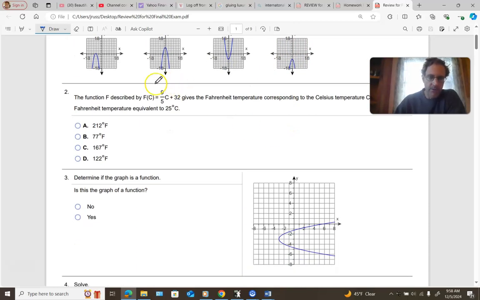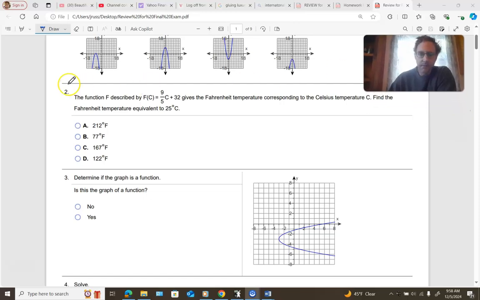Alright, number 2, it says this function f, f of c, gives the Fahrenheit temperature corresponding to the Celsius temperature. So all this function does is convert a temperature measurement in Celsius to that of Fahrenheit. And it says find the Fahrenheit temperature equivalent to 25 degrees Celsius. Well, that just means plug 25 into this function. In other words, we want to find f of 25.